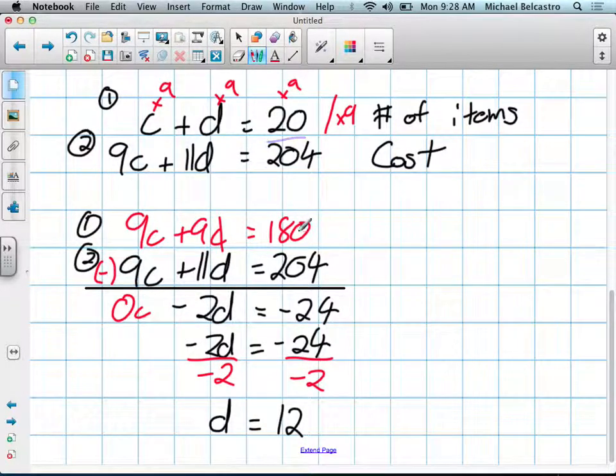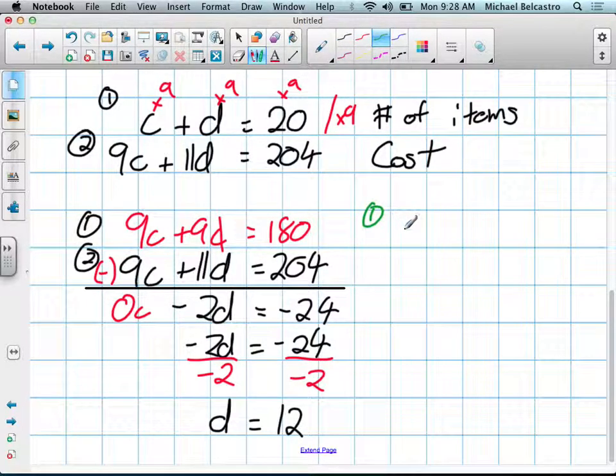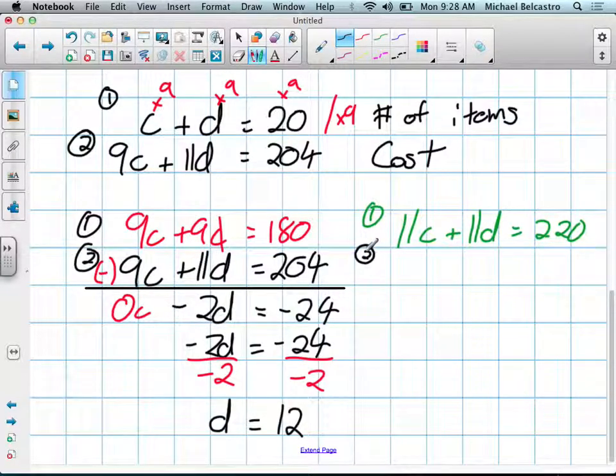So I'm going to rewrite those equations. This time I'm going to multiply the first equation by 11. Okay, we'll do it in green. It's still equation 1, but it's going to say 11C plus 11D is equal to 220. Why did I multiply by 11? Anyone know? Because D is 11.